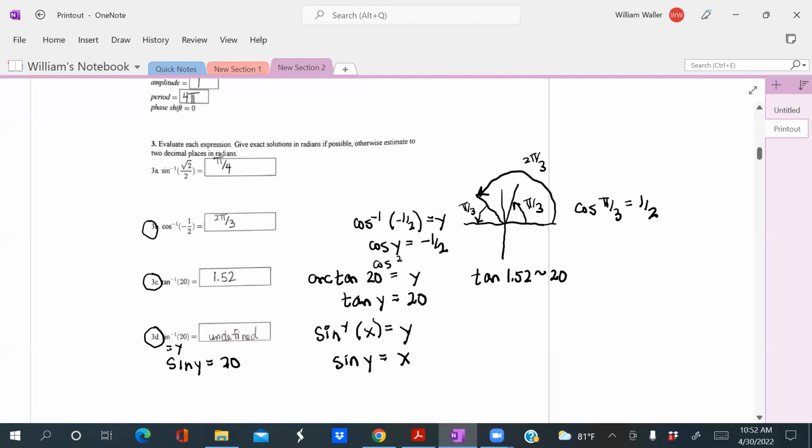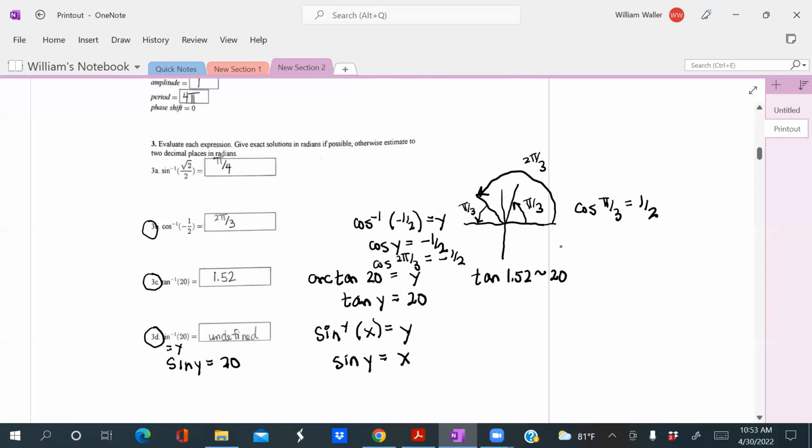And cosine of 2 pi over 3 is indeed negative, because we're in the second quadrant. The reference angle is pi over 3. The cosine of pi over 3 is 1/2. So we know the cosine of 2 pi over 3 is minus 1/2. So that's our answer, 2 pi over 3.